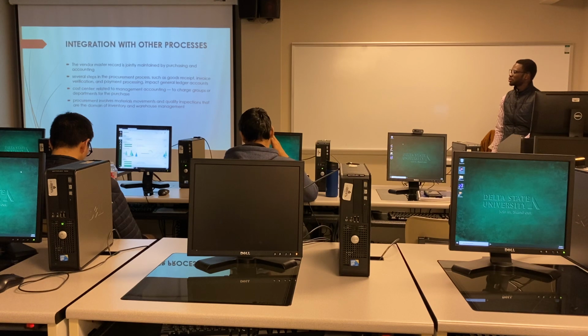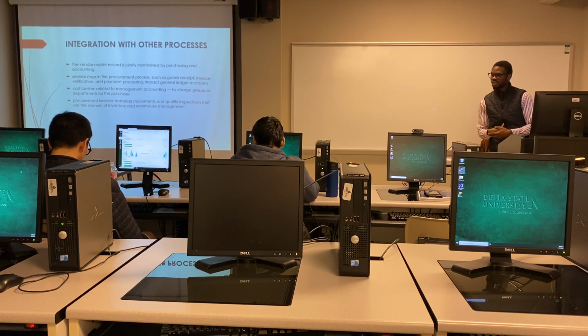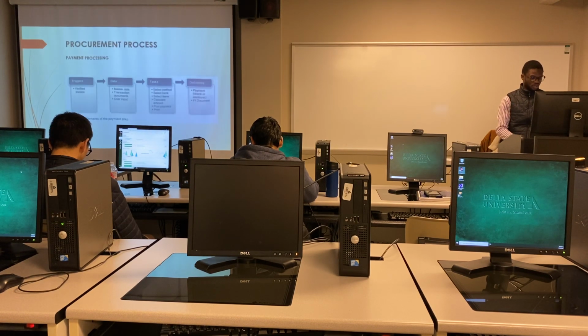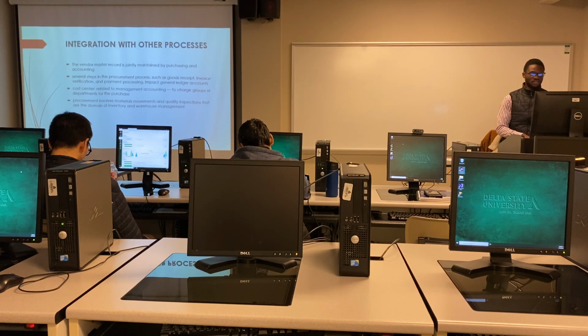Now, most of these processes don't stand alone. They interact with other processes. The vendor master is jointly maintained by the purchasing and accounting. Several steps in the procurement, such as the goods receipt and the invoice verification, payment processing, all impact the general ledger account. You see that I was making reference to it here that everything, FI documents, CO, FI documents, master data, transaction documents, they are all affected. So they don't stand alone during the procurement process.